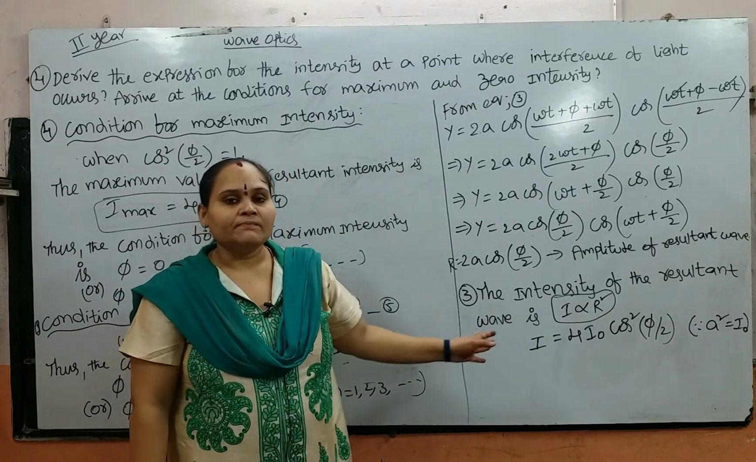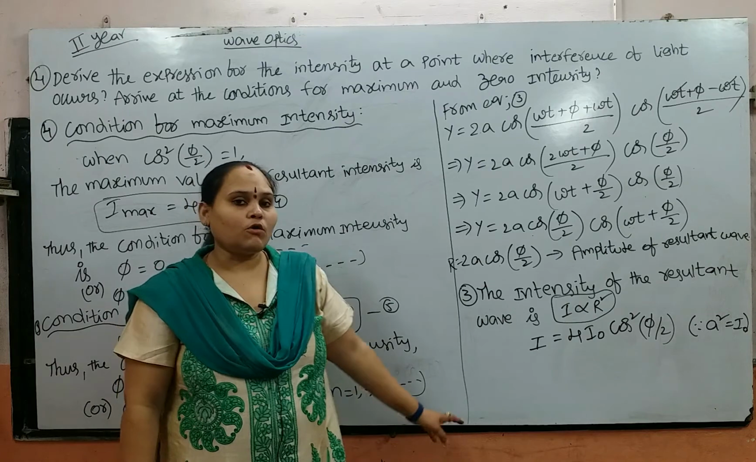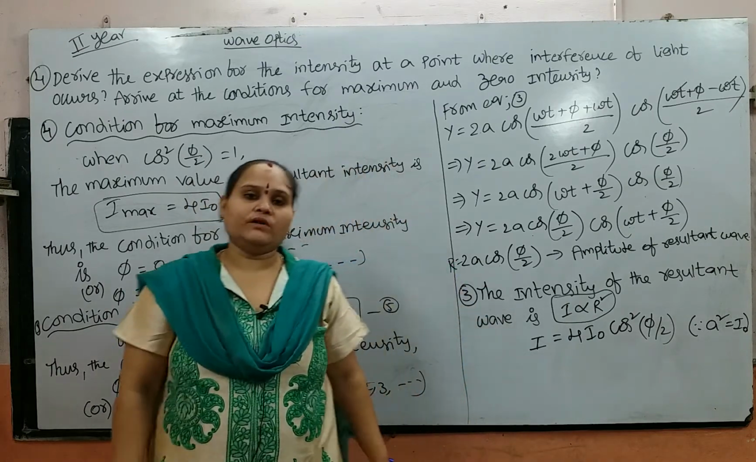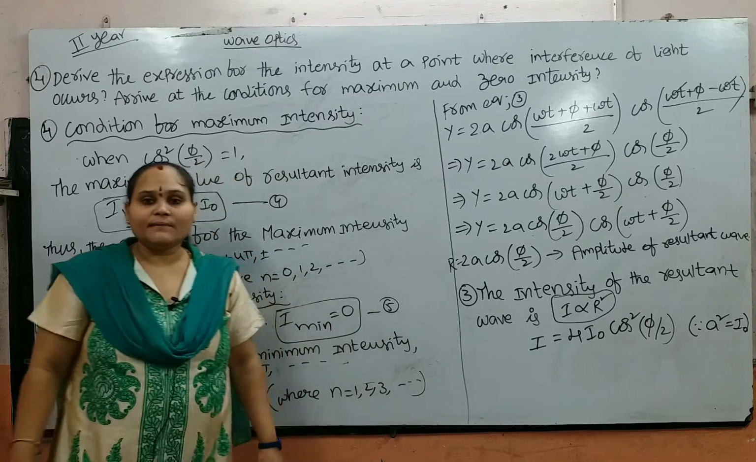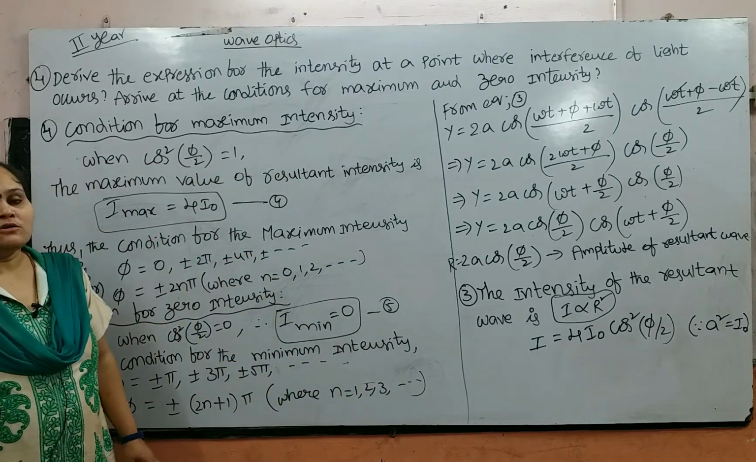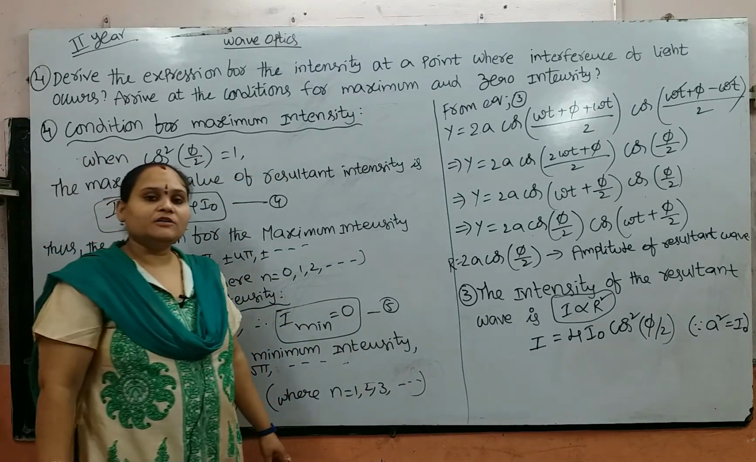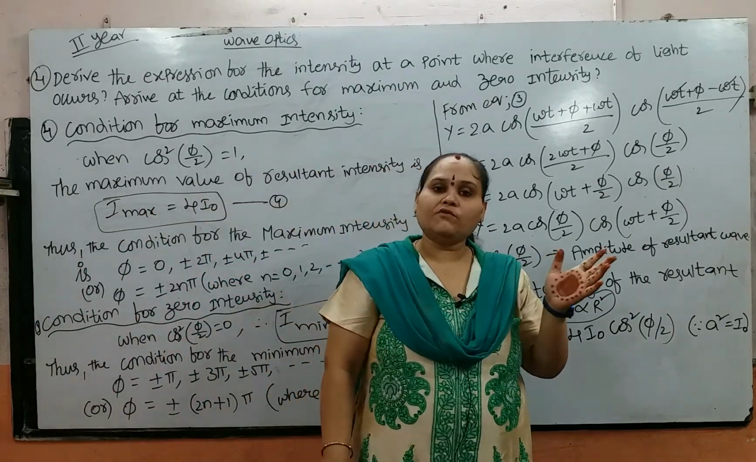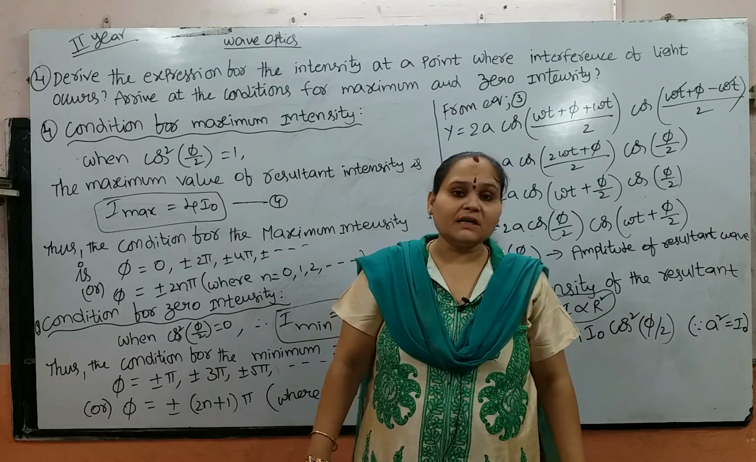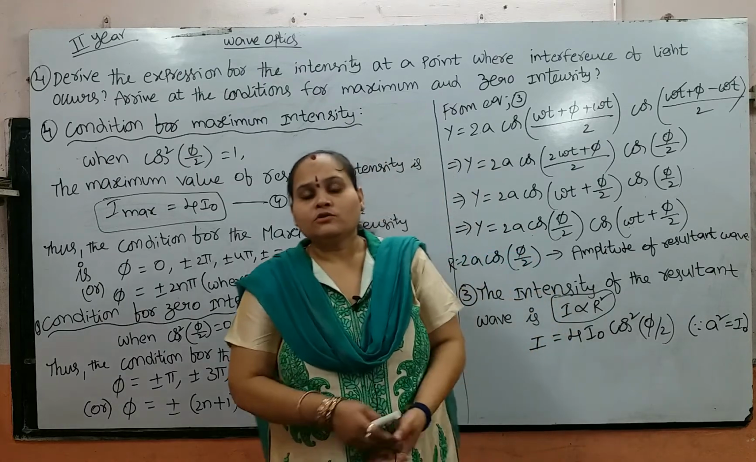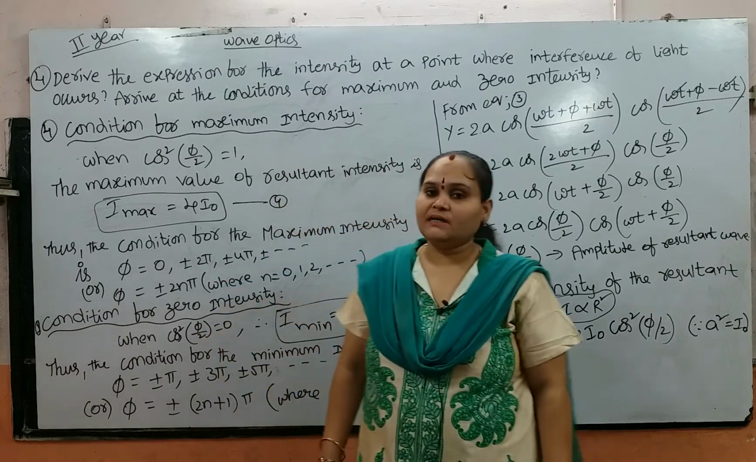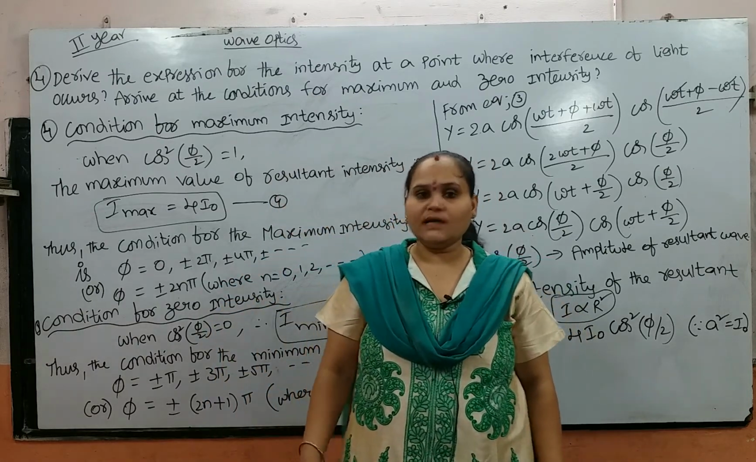So the resultant intensity I will be equal to how much? 4 I naught cos square phi by 2. I naught is nothing but a square. Now we will find out the maximum and minimum intensities. The maximum intensity is obtained when cos square phi by 2 is equal to 1, that means I equals 4 I naught. That is the maximum condition for the resultant wave. In this, phi will be taken as plus or minus 2n pi, where n has the values 0, 1, 2, 3 and so on.